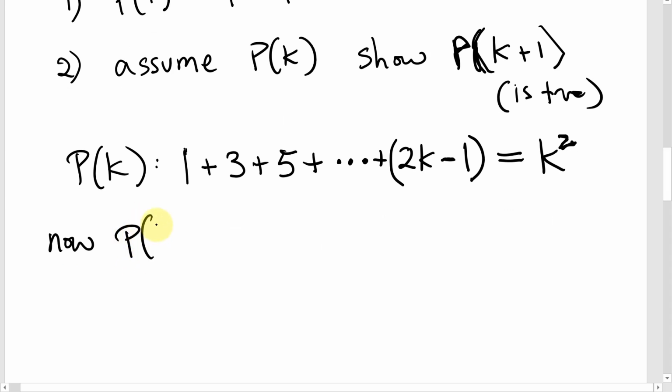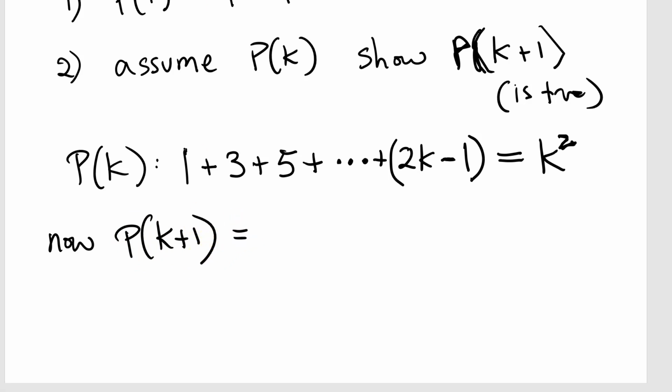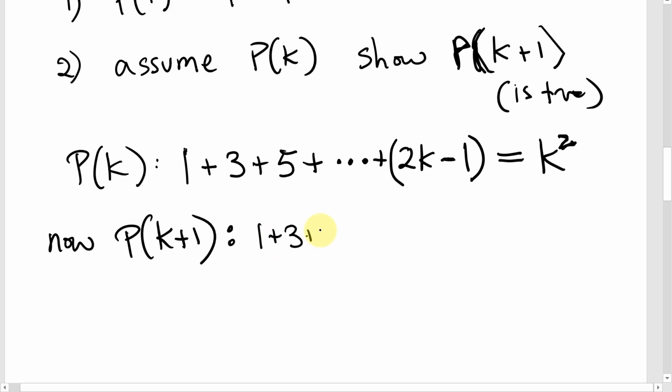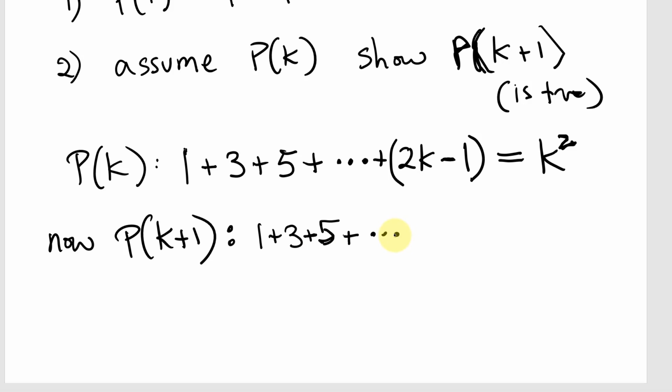So p of k plus 1, starting on the left-hand side, is the sum of the first k plus 1 odds. So we'd say 1 plus 3 plus 5, and it would go up to k plus 1, but before you get to k plus 1, you get to k, and you really want to include that term before in order to be able to use the information that we already know is true here.